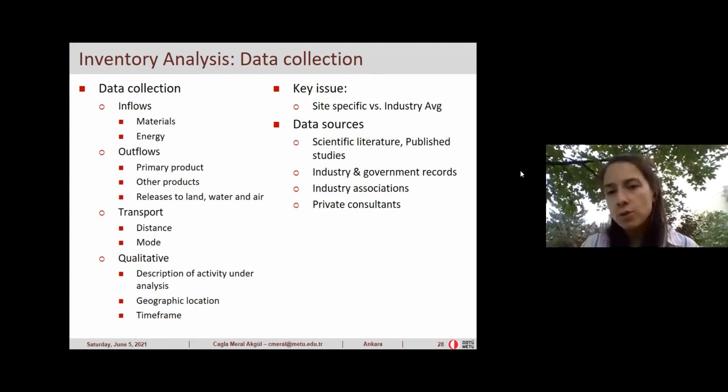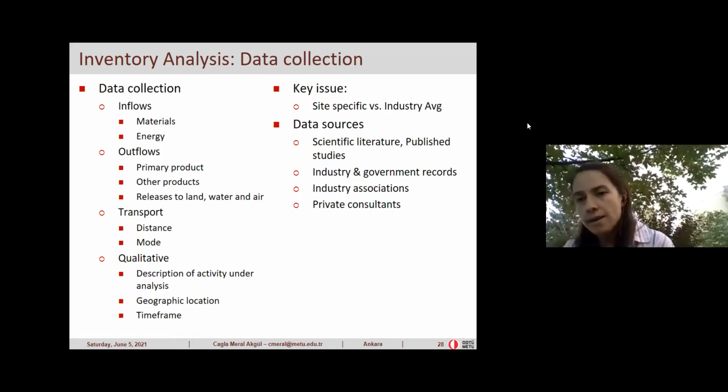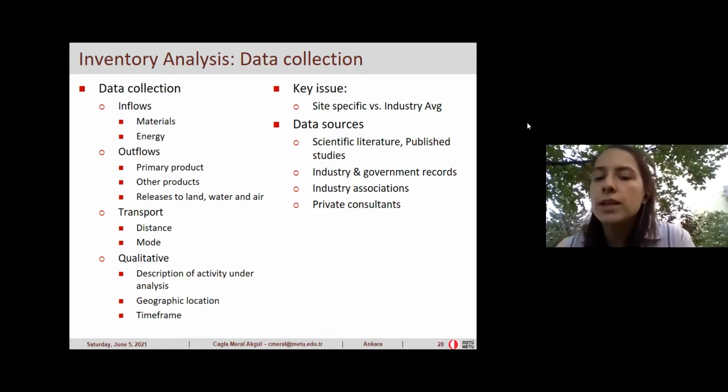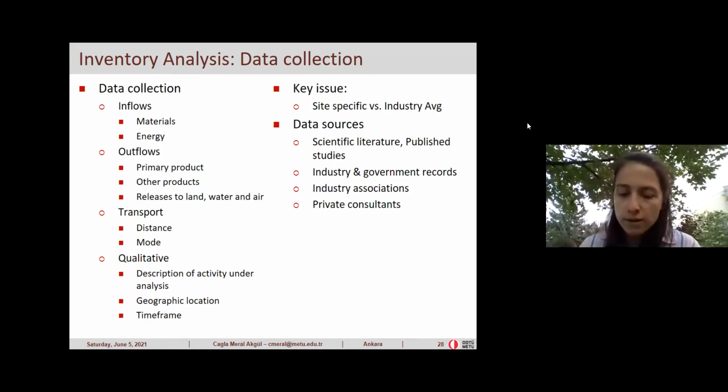Another important thing to remember is certain life cycle assessments are site specific. So for example, for company A, this is the result. For company B, this is the result. These are site specific results. And then you can average them for an industry average. So these are different. And there are different types of data sources you can use. You can use scientific literature and published studies. You can use different databases available for a price. And you can check industry and government records. You can check private consultants or industry associations.